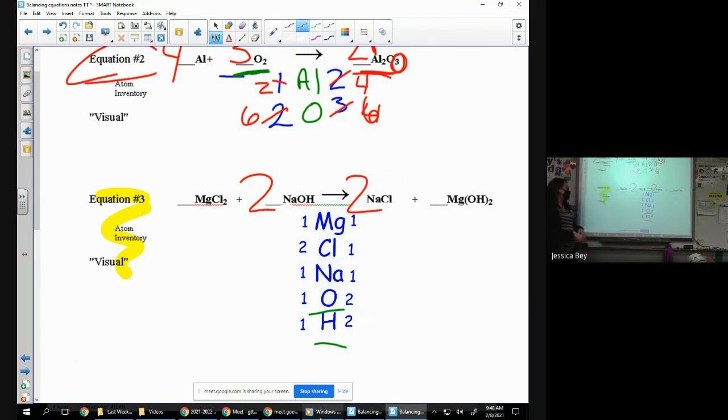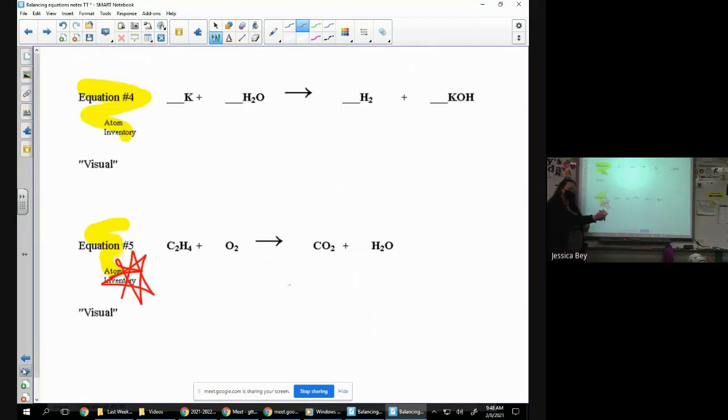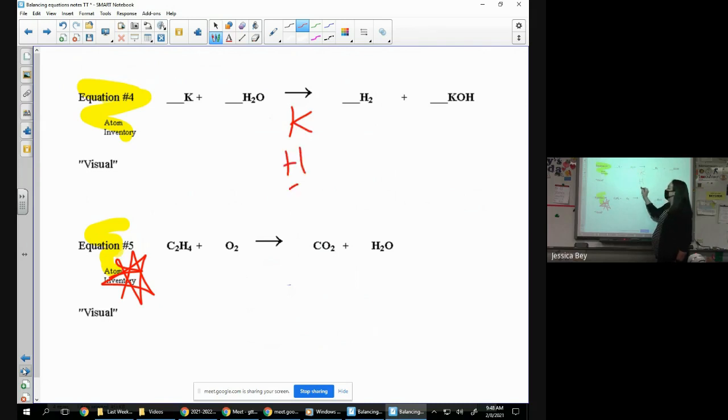Let's try one of the hardest ones for the day, and I'm going to make you do your lecture questions, and we'll pick this up again tomorrow because I know this can get frustrating. Everybody at home, stay with me. Let's try number 4. We have potassium, we have hydrogen, and we have oxygen. Stay with me here.